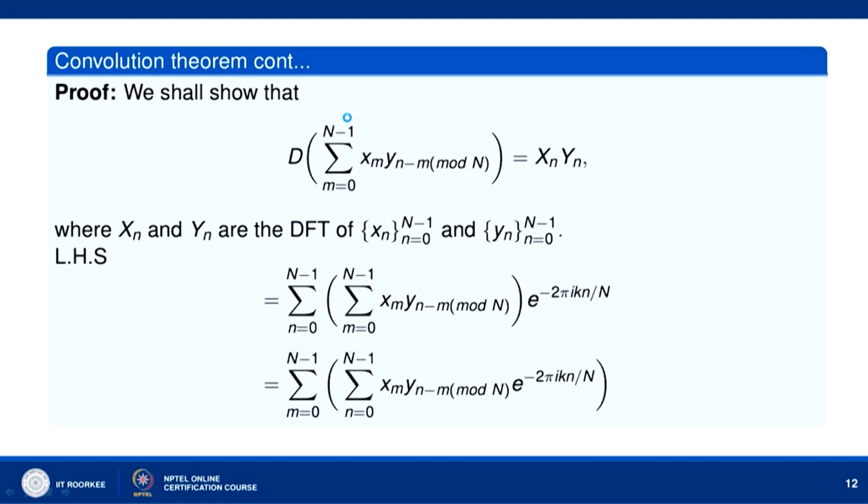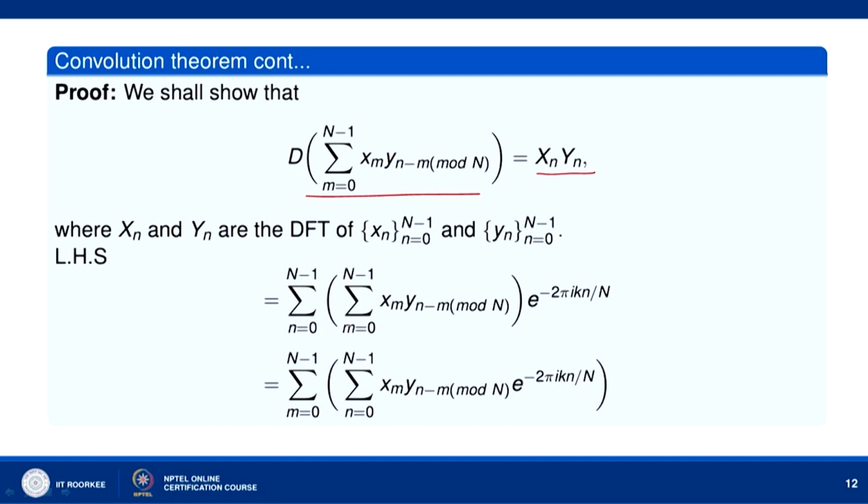We are going to show that the discrete Fourier transform of the convolution of the sequences x n and y n is equal to the product of their discrete transforms. So, let us take the left hand side. The left hand side will be equal to the sum over n equal to 0 to N minus 1 of this convolution, which we write as the sum over m equal to 0 to N minus 1 of x m y of (n minus m) modulo N, multiplied by e to the power minus 2 pi i k n by N. So, this is simply the discrete Fourier transform of the convolution of x n and y n. And these are finite sums, so we can interchange them.